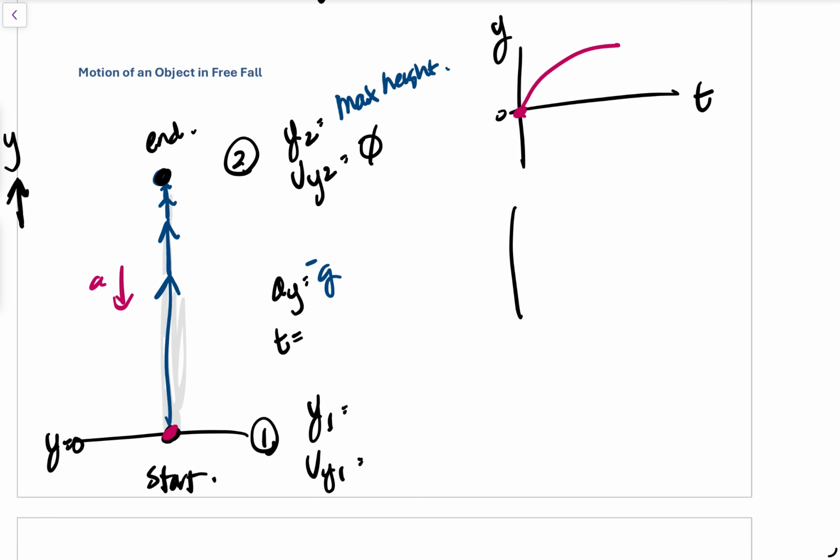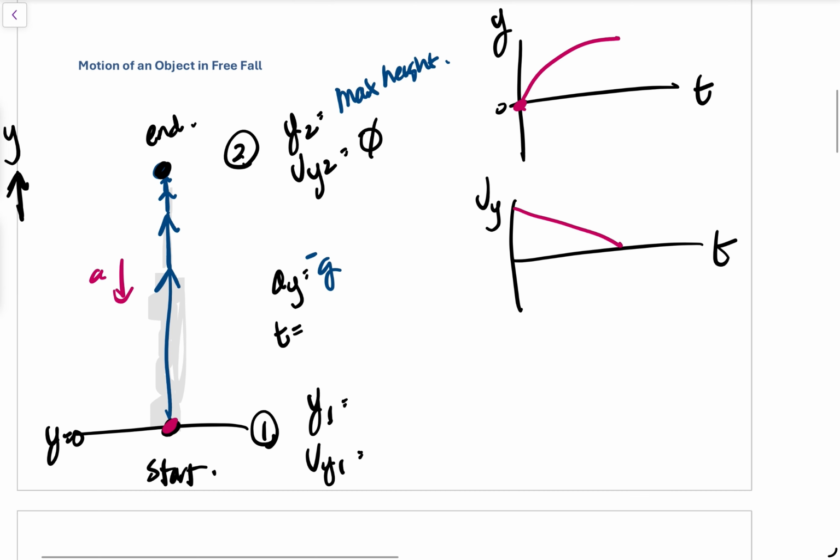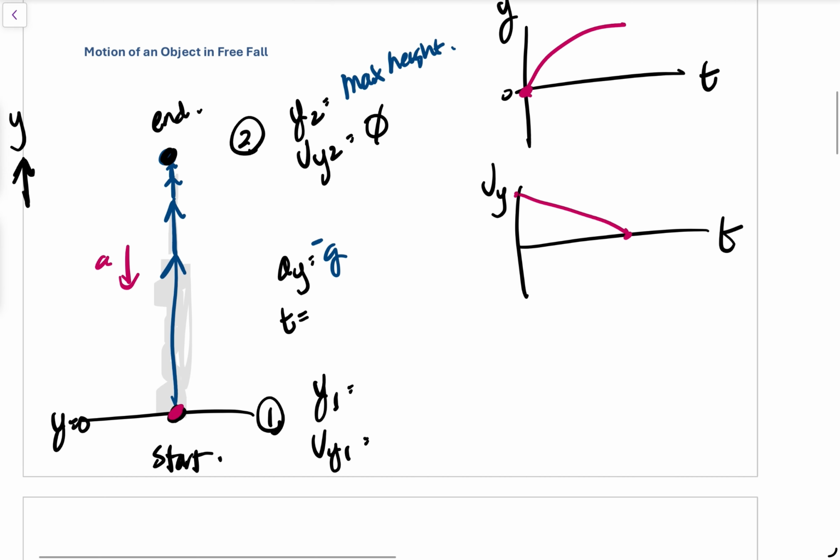If we do our velocity time graph, again time on this axis, now we're going to have v sub y. If I look at this one, we're starting with a big velocity and we're going to be 0 at the top. So we're going to have something that looks like this. So v is equal to 0 at the top. I'm starting with some positive velocity.